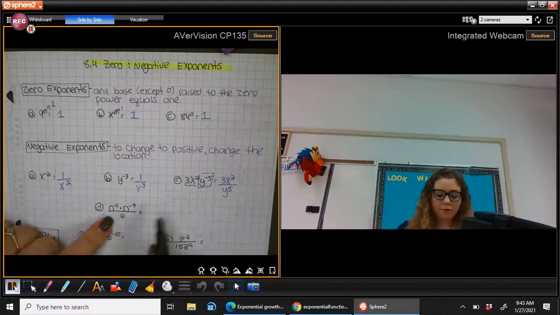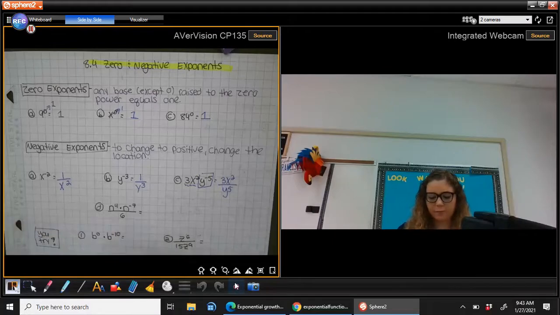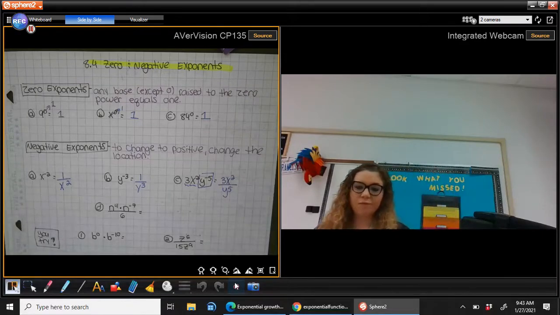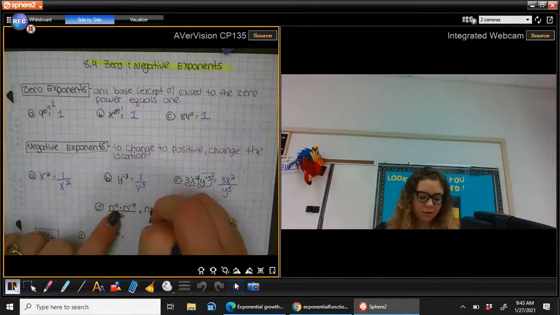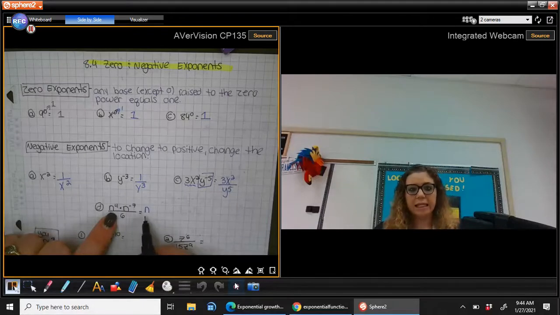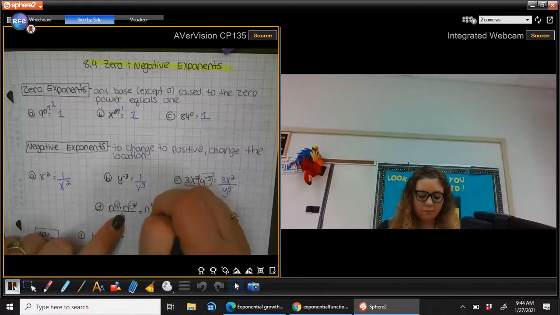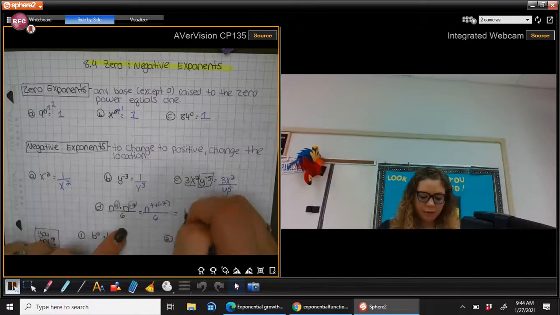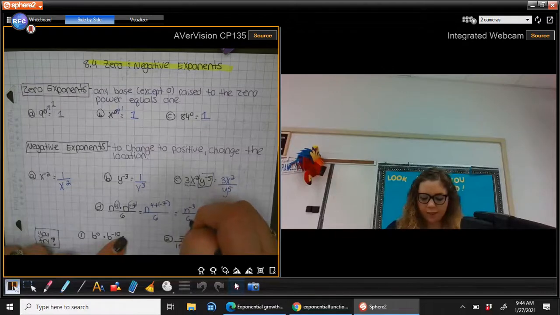Okay, 9 to the 4th power. This one is a fun one. I want to simplify it before I change the location of everything. So I'm going to do n, and I'm going to add these exponents because we're using the power rule. So 4 plus negative 7, all over 6. 4 plus negative 7 is going to give me negative 3 over 6.